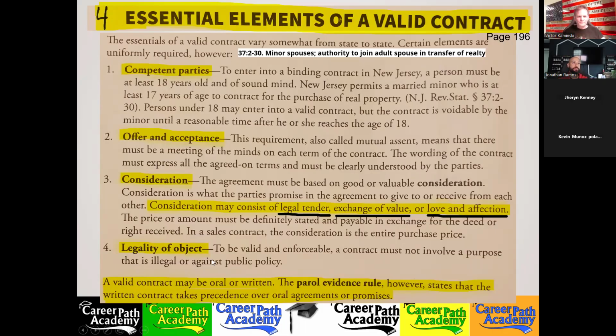So the price or amount must be definitely stated and payable in exchange for the deed or right that is received. In a sales contract, the consideration is the entire purchase price. There's no separate agreements on the side.